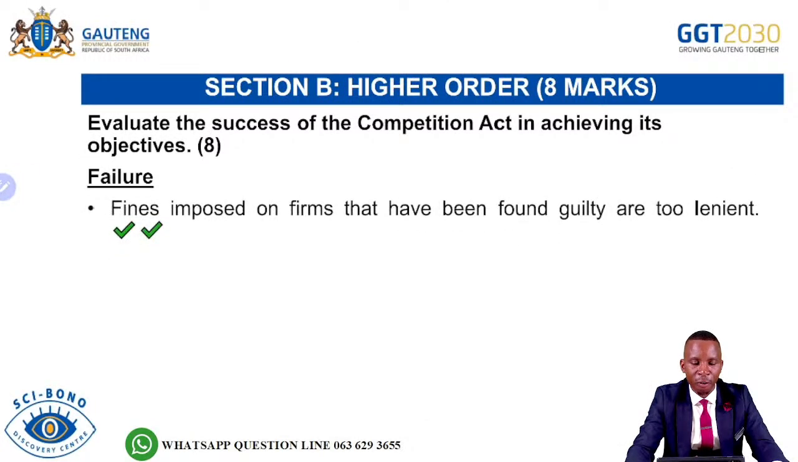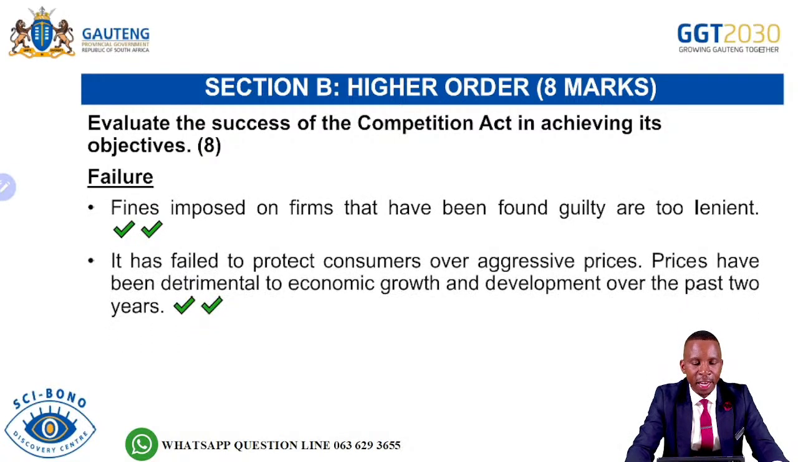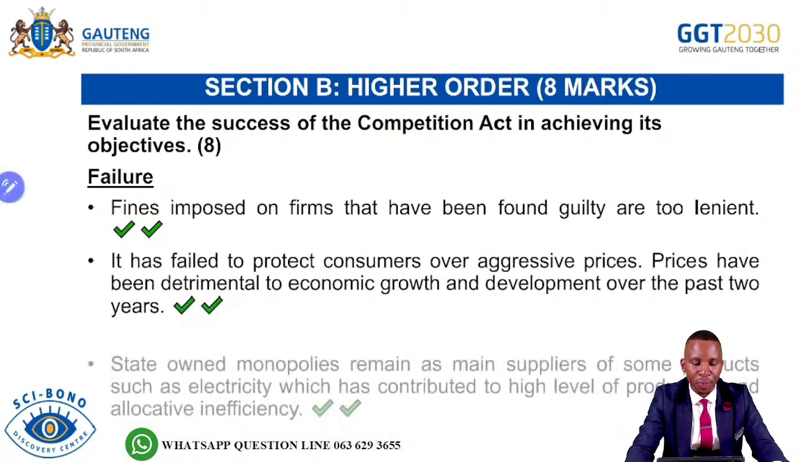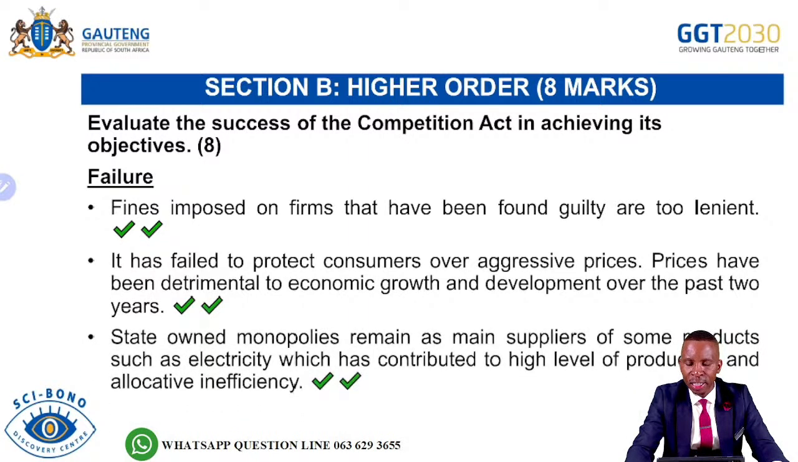The failures now. Fines imposed on firms that have been found guilty were too lenient. It has failed to protect consumers against aggressive prices. Prices have been detrimental to economic growth and development over the past 2 years. State-owned monopolies remain the main supplier of some products, such as electricity, which has contributed to a high level of productive and allocative inefficiency within the economy.